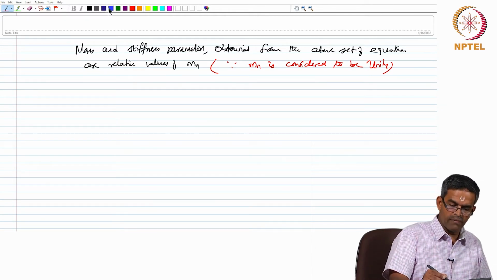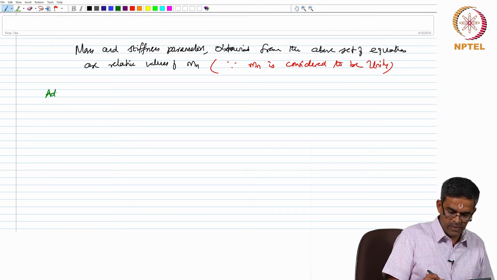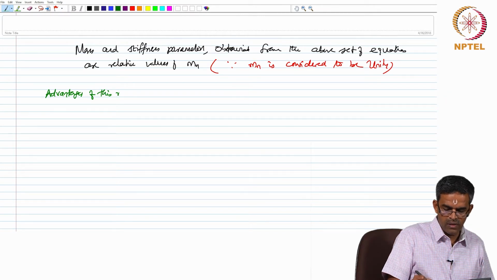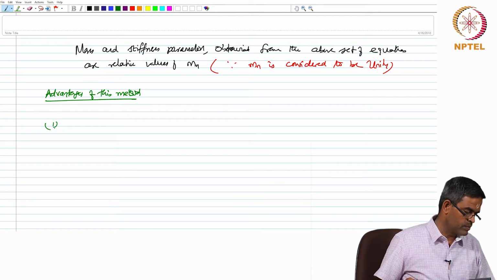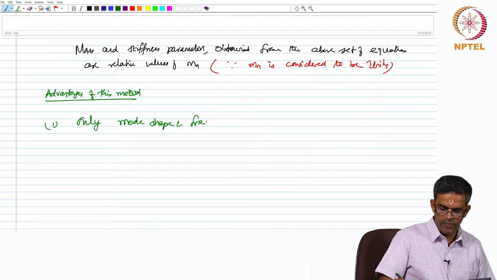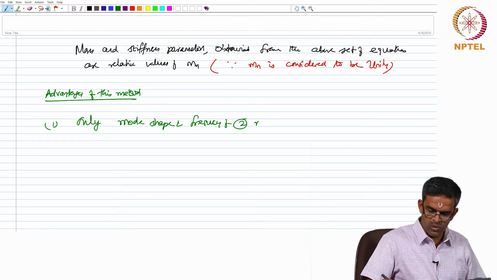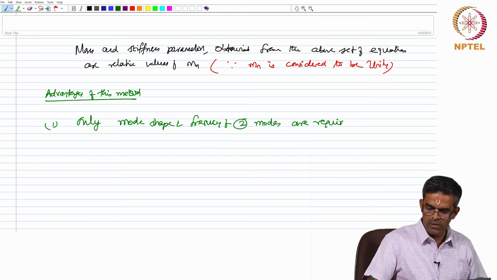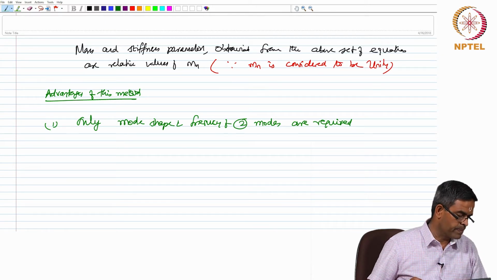This method has certain advantages. One, only mode shape and frequency of two modes are required. See here, L and N.